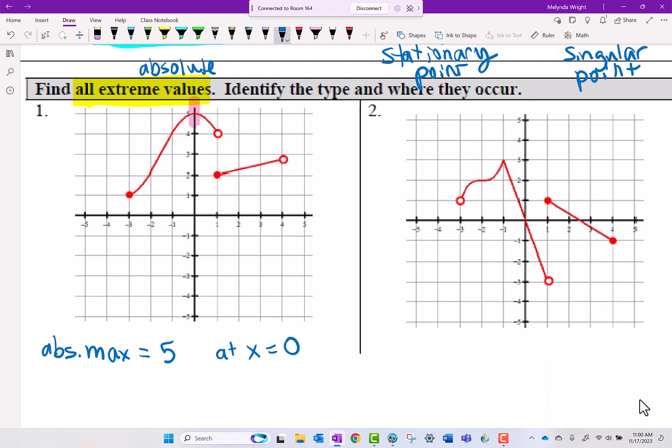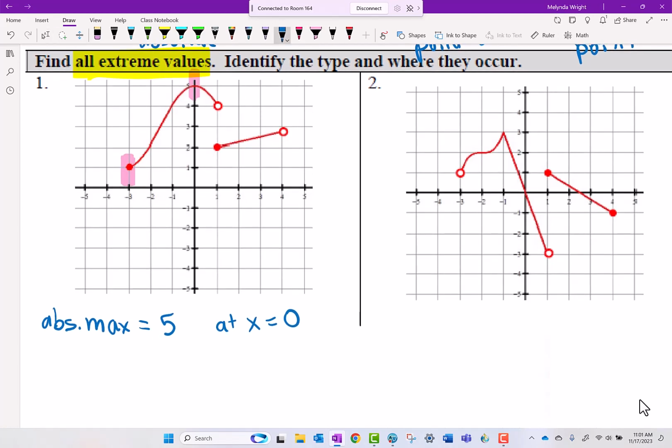Okay, so now let's look at the absolute minimum. It looks to me like this y value right here is the very smallest y value on the graph. So I'm going to say the absolute minimum equals 1. That's the y value at x equals -3.